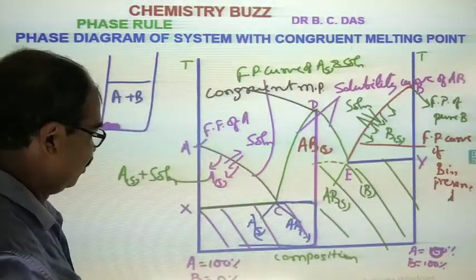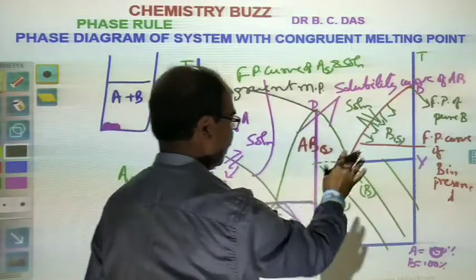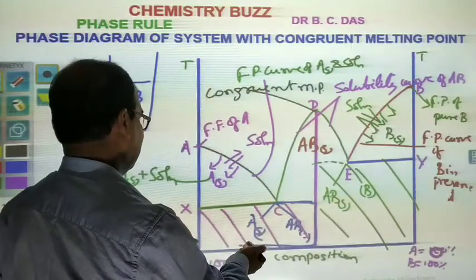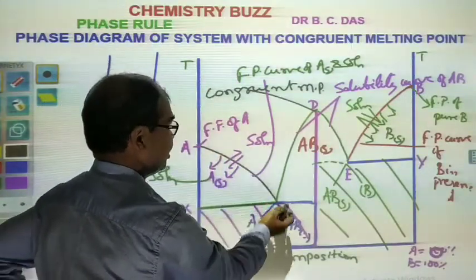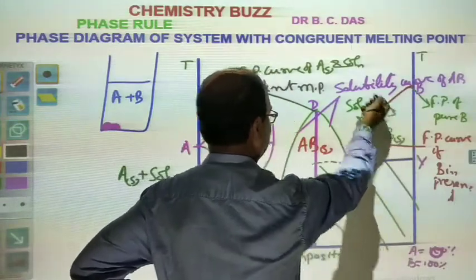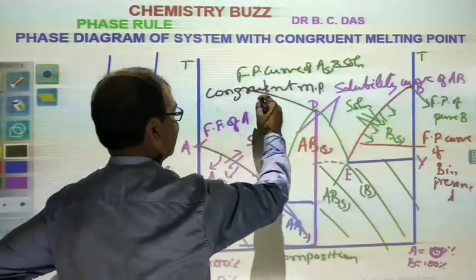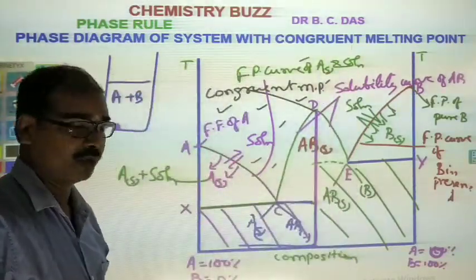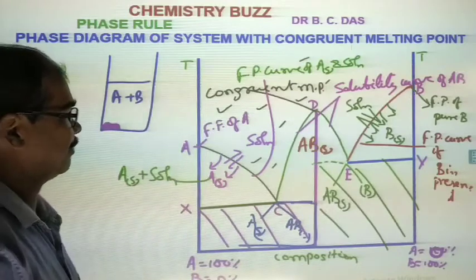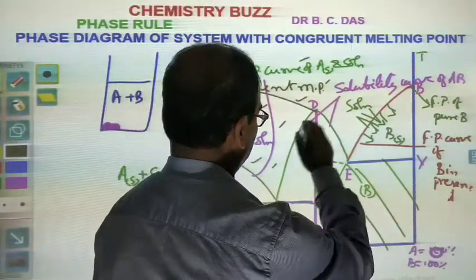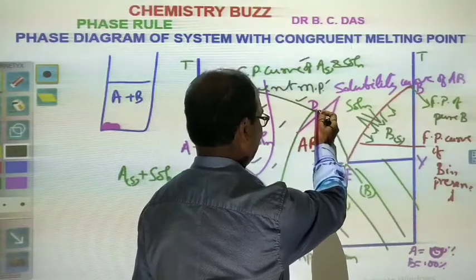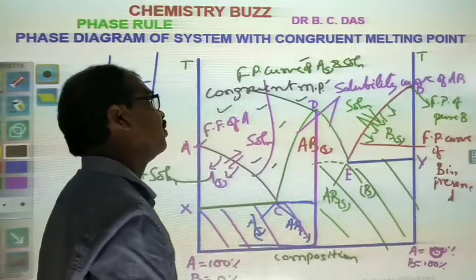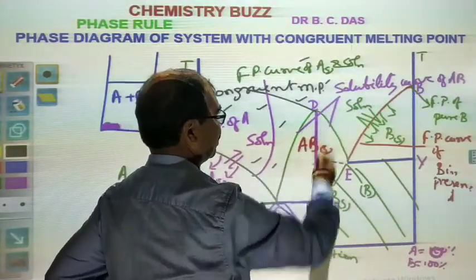Okay, so we have to explain the different points, the different curves and the regions. If you consider the area above the curve A, C, D, E, B, in this region, this is the solution of AB, one phase. So this is the congruent melting point, and this composition is a congruent composition. So this point is also invariant.